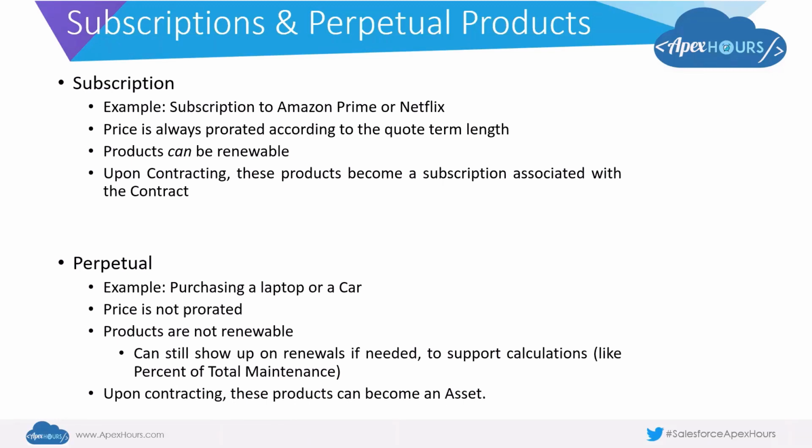So for perpetual products, the price does not get prorated. It is usually a one-time purchase like buying a laptop or a smartphone or a car, for example. Perpetual products are not renewable, like I mentioned. It might still show up on renewals if necessary to support other calculations, say, for example, percent of total maintenance. If there's a percent of total maintenance of like 20% of the hardware item, then we need to bring the perpetual product for calculation purposes into the renewal opportunity. And upon contracting, these perpetual products become assets.